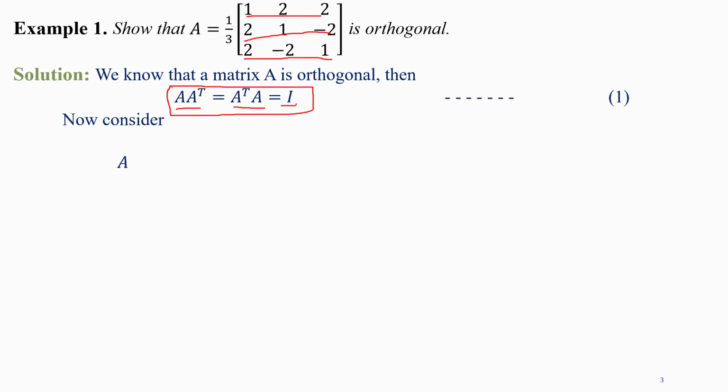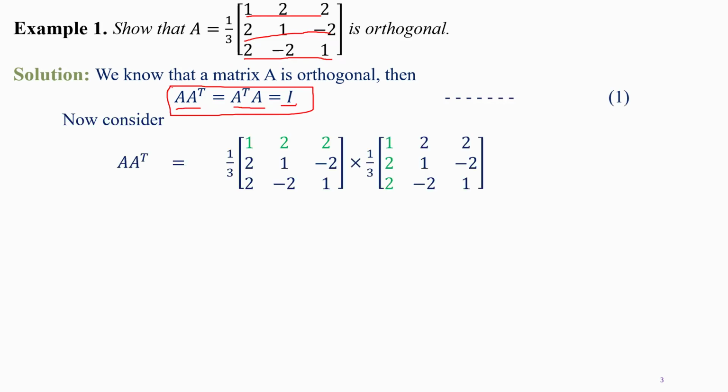Now consider A into A transpose. A is given as 1/3 times [1, 2, 2; 2, 1, -2; 2, -2, 1]. What is the transpose of A? We just change the first row to the first column, the second row to the second column, and the third row to the third column. Now we have to multiply these two matrices.